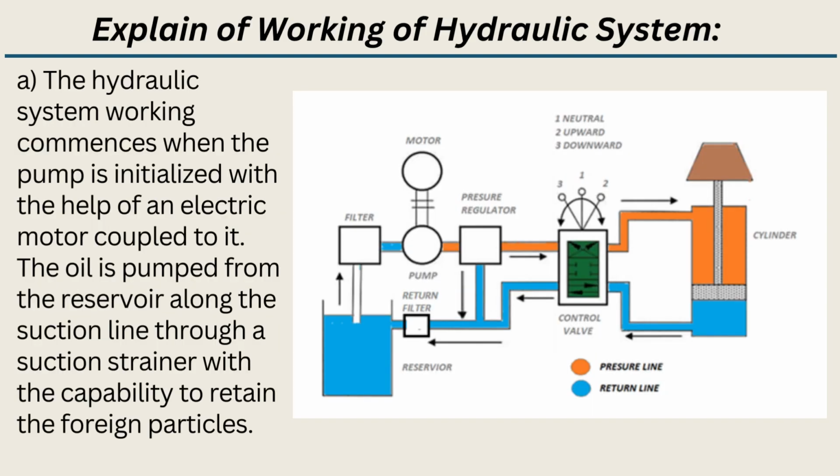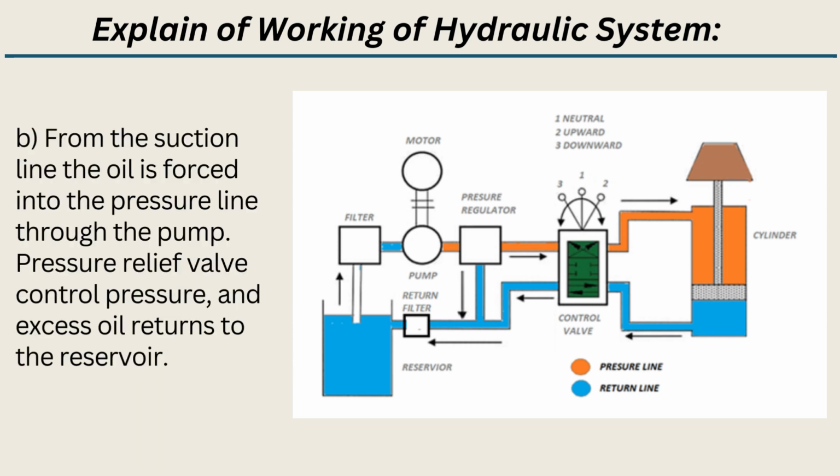Explain the working of a hydraulic system. A. The hydraulic system working commences when the pump is initialized with the help of an electric motor coupled to it. The oil is pumped from the reservoir along the suction line through a suction strainer with a capability to retain the foreign particles. B. From the suction line the oil is forced into the pressure line through the pump.